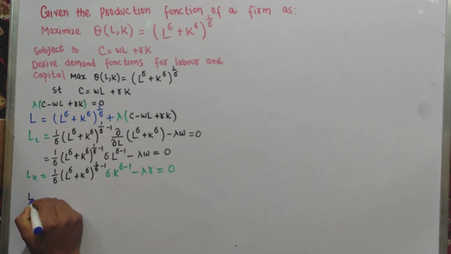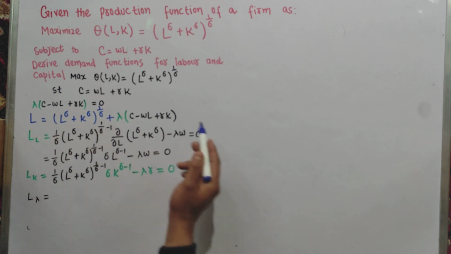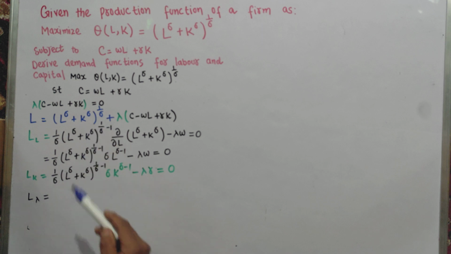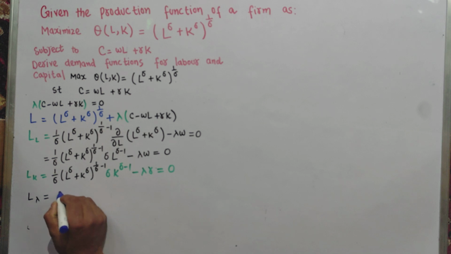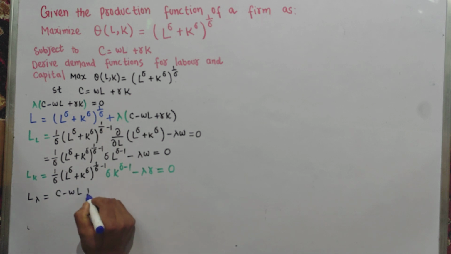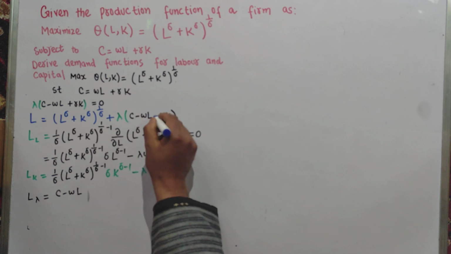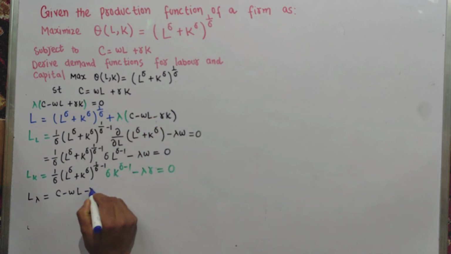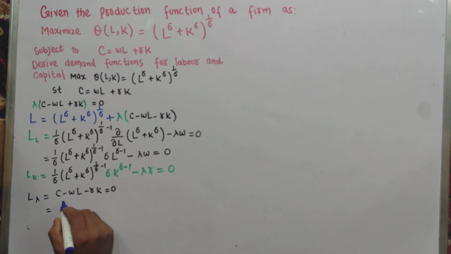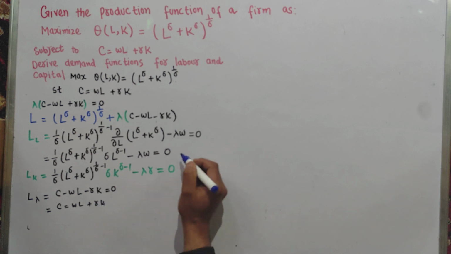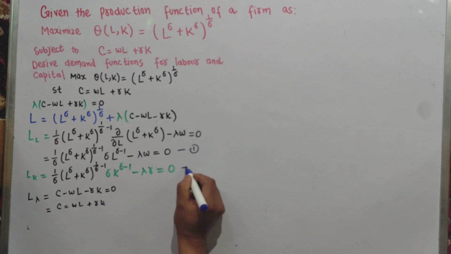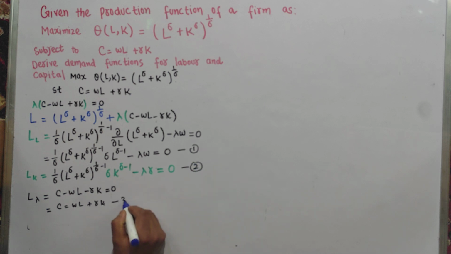Now we need to take the partial with respect to lambda of the Lagrange function. Since no lambda is involved in the first term, its derivative is 0, and the derivative of lambda in the second term will be 1, so we are left with C minus WL minus RK, and we set it equal to 0. I can write it in this fashion: if I transpose it, C will be equal to WL plus RK.